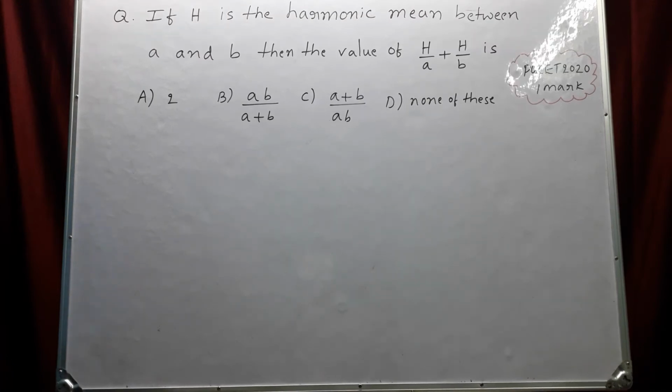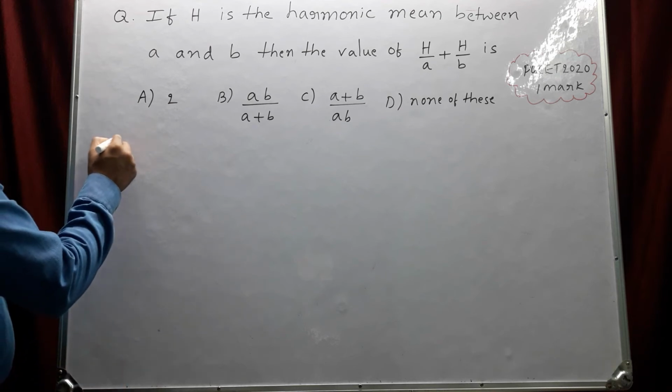Next question. If h is the harmonic mean between a and b, then the value of h by a plus h by b is, options are 2, ab by a plus b, a plus b by ab, none of these. So this is a 1 mark question. Let us see the solution.